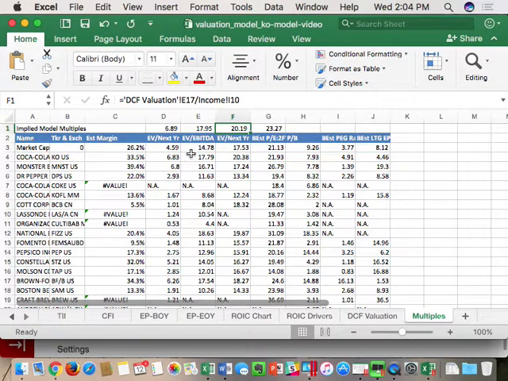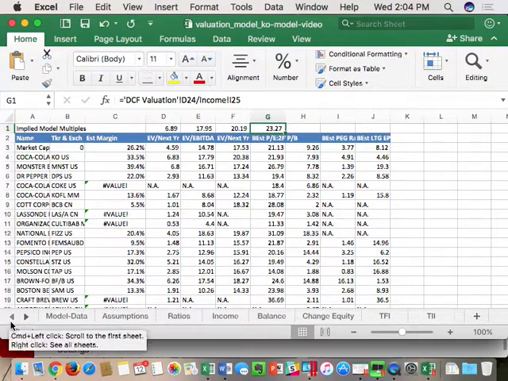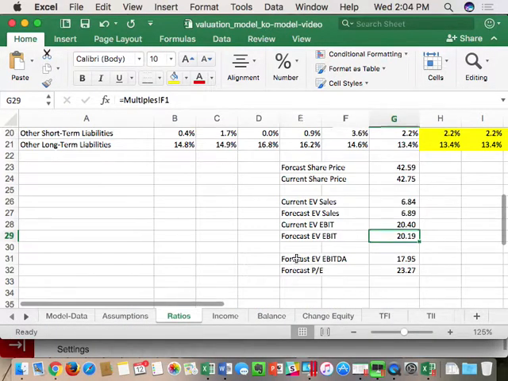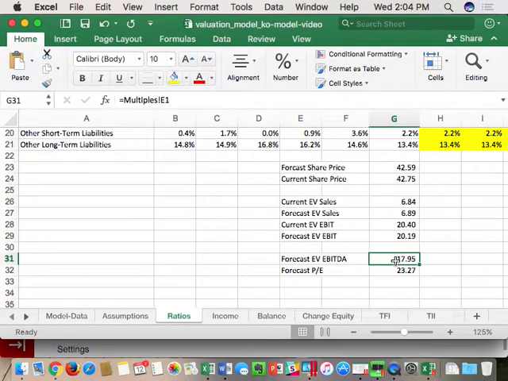And then finally, E1 is EV to EBITDA, and G1 is the PE. I want to do a forecast EV to EBITDA, which is E1 off the multiples, and a forecast PE, which was G1 off the multiples. So basically we're putting in the second forward year estimates created by our model to match against some of the data that we're observing in the real world, right?